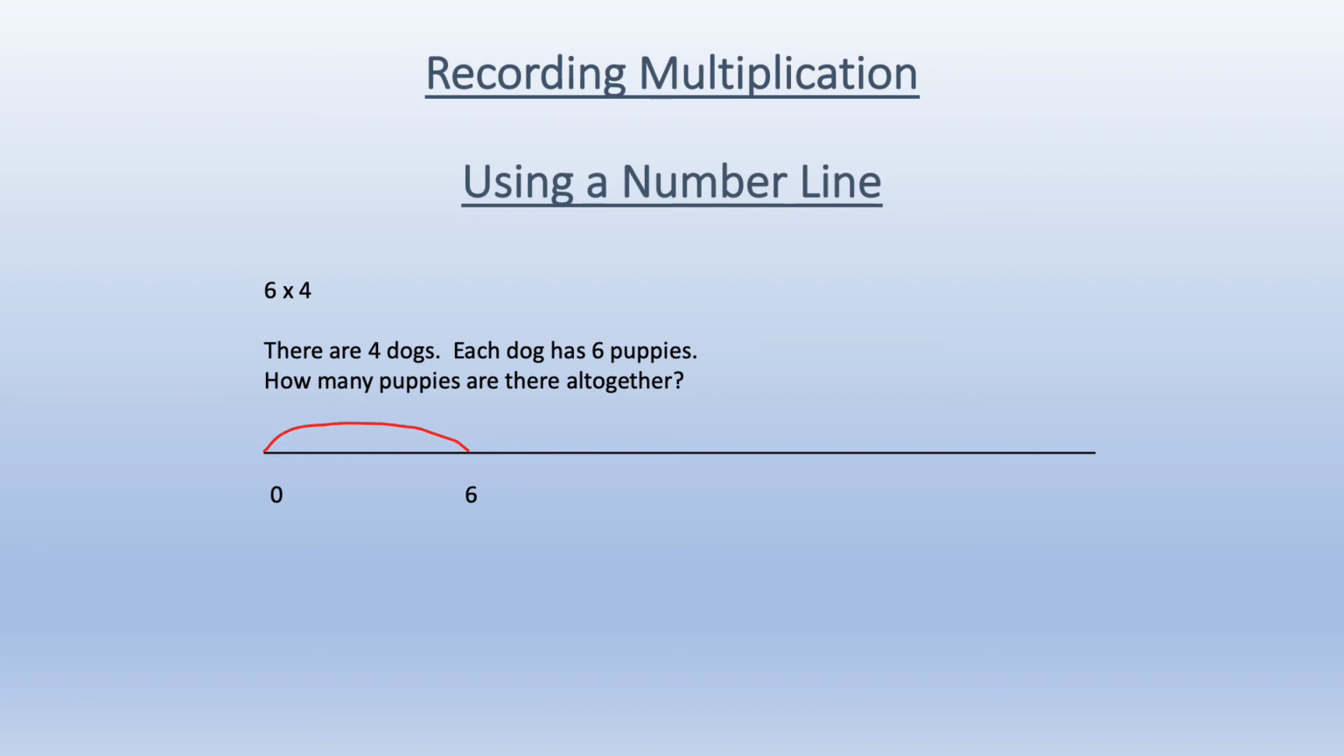So here we will do 4 jumps of 6. First we'll jump 6, and then we will jump another 6 to get 12, then another 6 to get 18, and then our last, fourth jump to 24. Which gives us our final answer of 24.